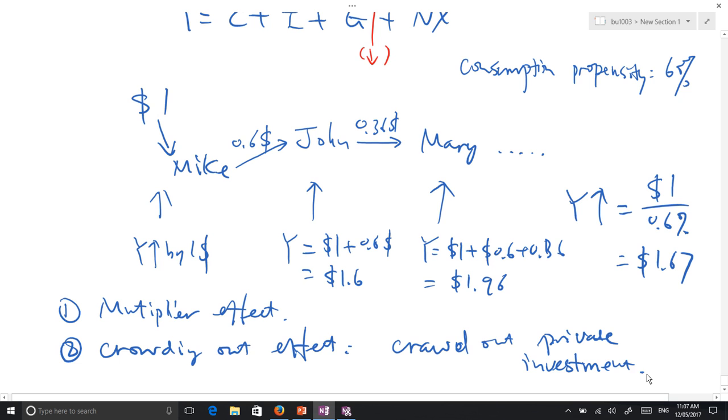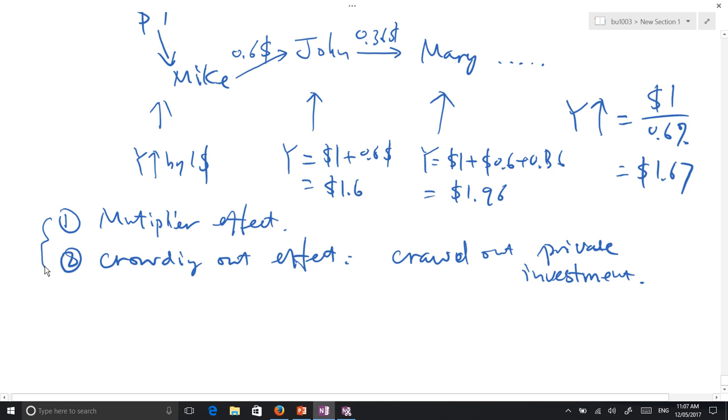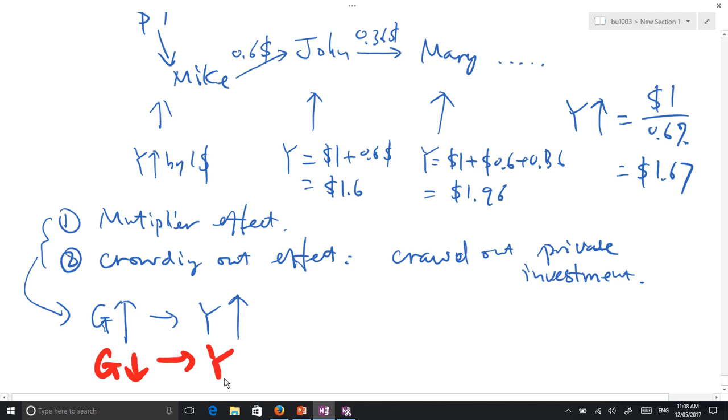Okay. Usually, we assume that when G increases, the government increases spending, the net effect on the aggregate demand is positive. If G increases, the aggregate demand will increase in the end. And similarly, the government can also choose to cut spending, then aggregate demand decreases.